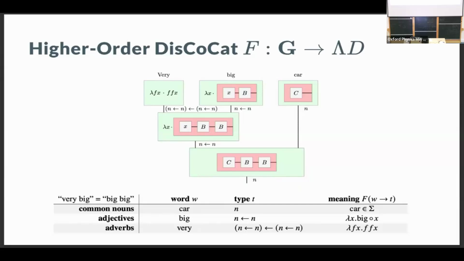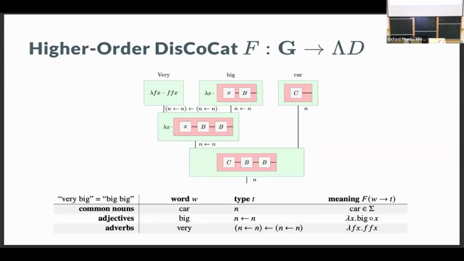And here's a very simple example. We're going to send the nouns to just some box. So our noun car is just this little box here, which has one output. Then the adjectives will take boxes of this type and return new boxes. So something like post-composition by a box. So if I take big, it's a function that takes a state, a box x, and returns x followed by big. And now I can implement this toy model where the word very will just double the adjective. So very big just means big, big.